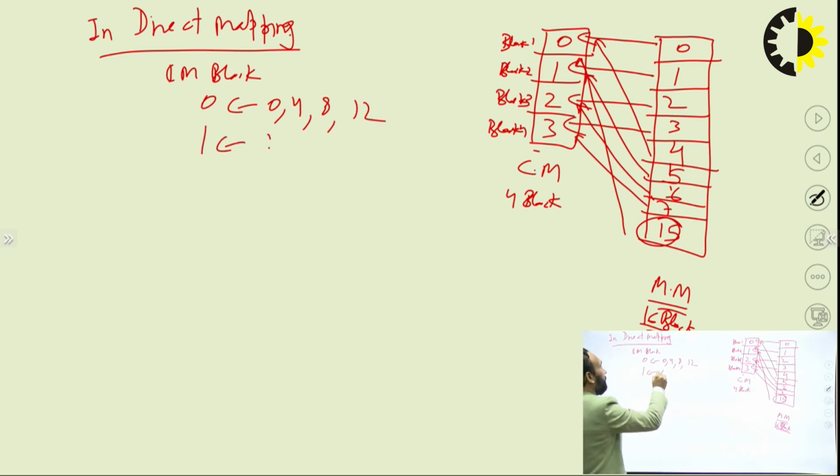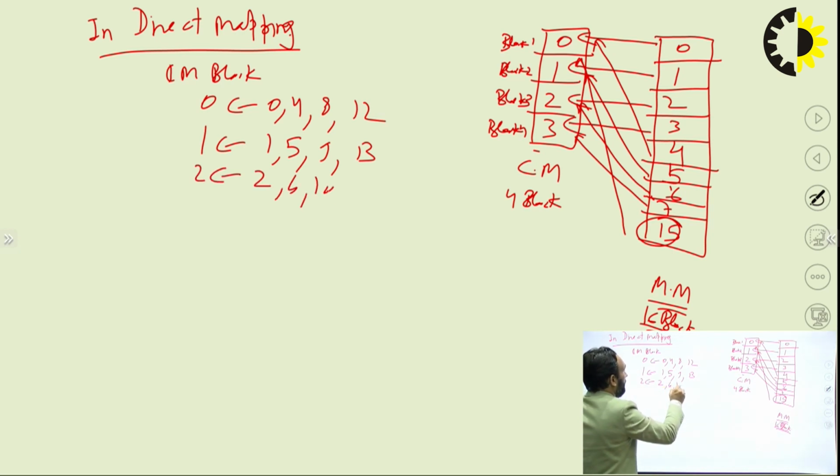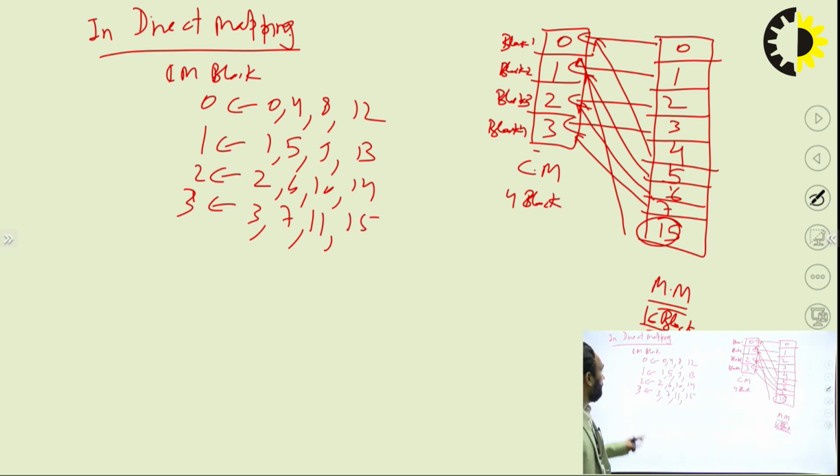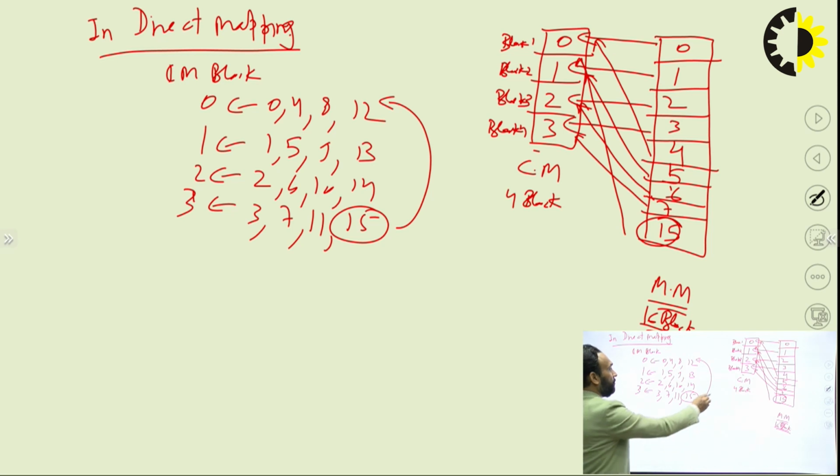Likewise, 1 will contain 1, 5, 9, 13. 2 will contain 2, 6, 10, 14, and 3 will contain 3, 7, 11, 15. Hopefully you understand the trend, how it will store. We cannot store 15 into block 0, and we can't store 13 into that block. It is not possible in this method. Each block has its fixed position in a cache memory.